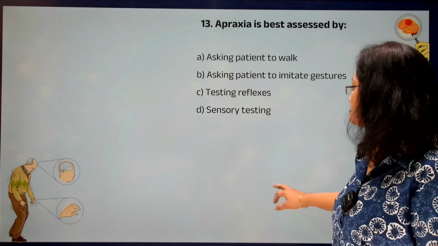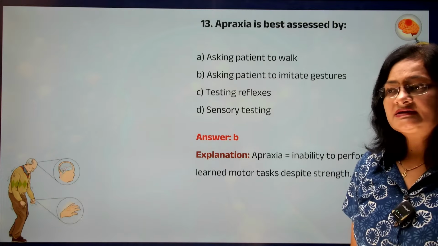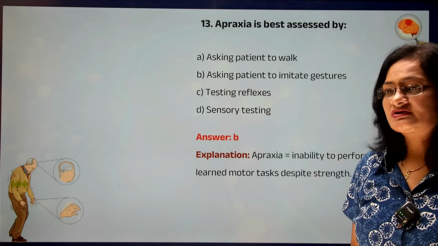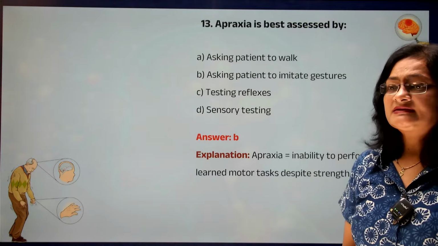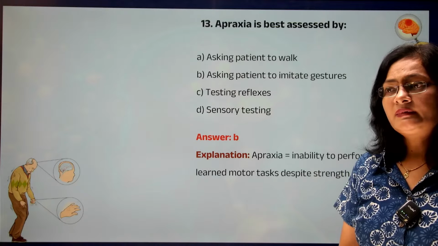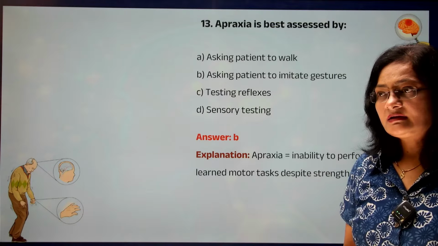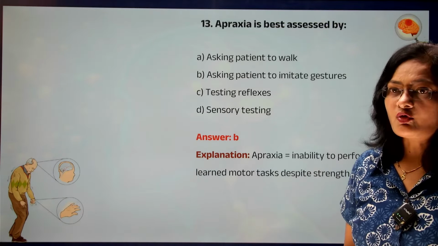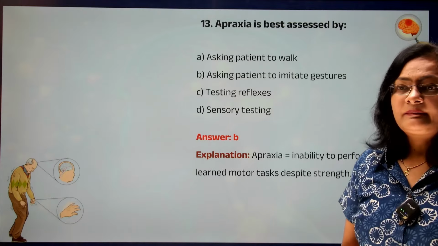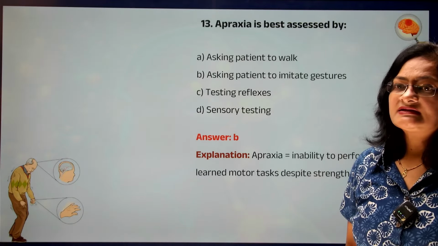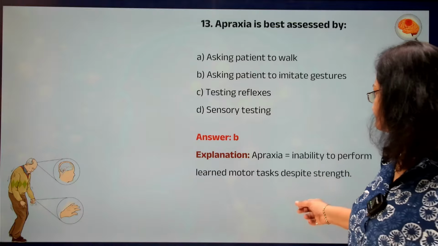Asking the patient to walk, that means when your patient is able to follow your command, the patient is having good perception. But when apraxia is present, the patient will not be able to register what gestures the therapist is making, and the patient will not be able to copy it. So our answer will be answer B. Apraxia will be best assessed by asking the patient to imitate the gestures.